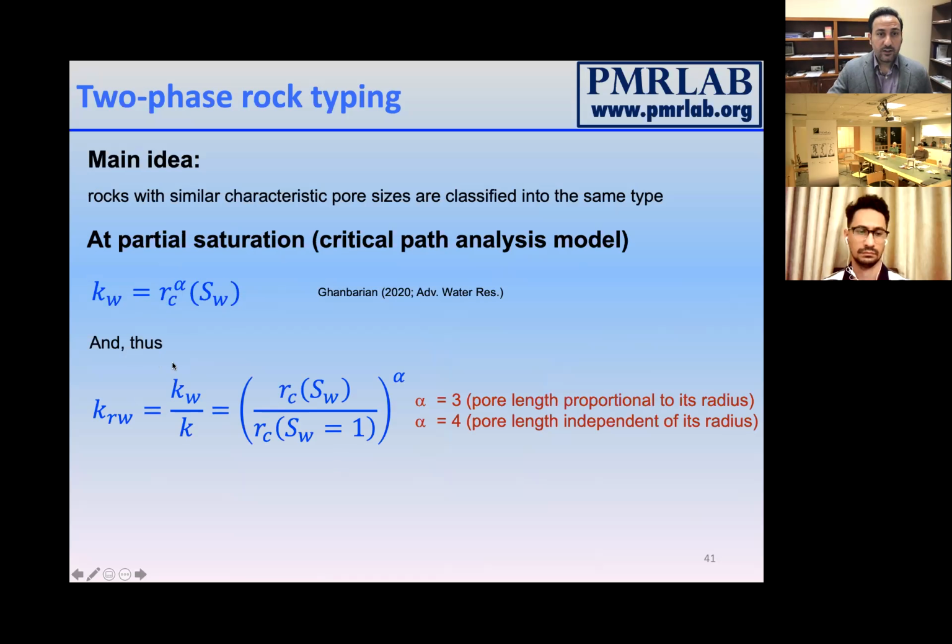So if you take the ratio, water relative permeability would be a function of critical pore radius at full saturation and critical pore radius at partial saturation to some exponent, which is alpha. If you rewrite it, you can actually get that characteristic pore size. Within critical path analysis, we call that critical pore radius at some water saturation would be a function of RC at SW equals 1, KRW, which is water relative permeability, and the exponent alpha.